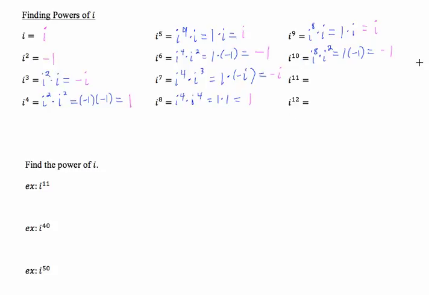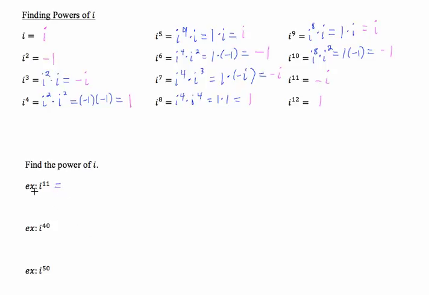Okay, i to the 11th. I think you get the pattern here? It's also going to be negative i. And i to the 12th will follow that pattern. It'll also be 1. So once you know this pattern, if you can figure out where i to a power falls in this pattern, you can figure out what it is without having to actually multiply i by itself 11 times. Okay, I'm going to break this down just to show you how you would work it if you couldn't quite see where it's going to fall in the pattern in your head.